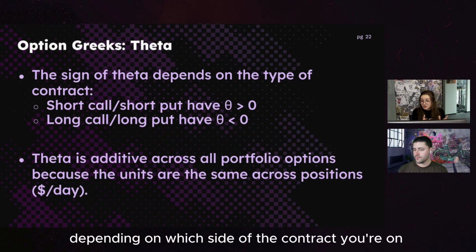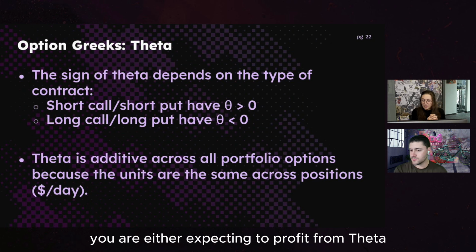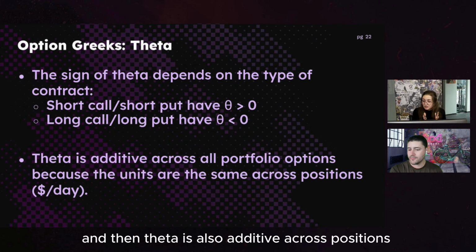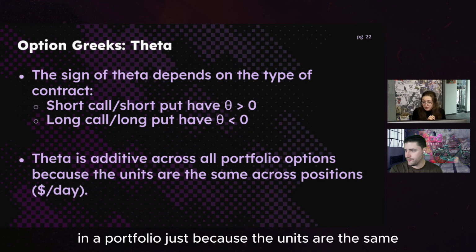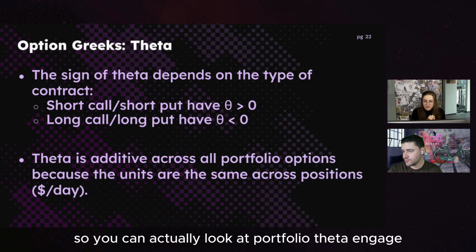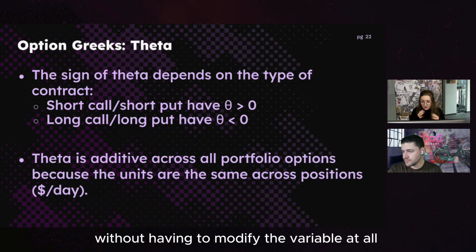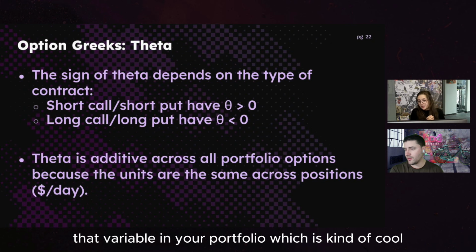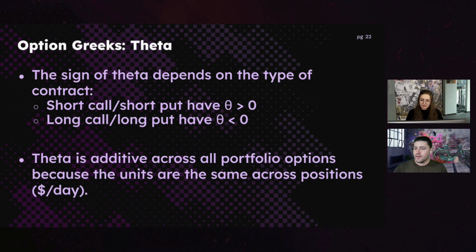And again, depending on which side of the contract you're on, you are either expecting to profit from theta or lose money from theta. Right. And theta is also additive across positions in a portfolio just because the units are the same. They're all in dollars per day. So you can look at portfolio theta and gauge how much overall exposure there is without having to modify the variable at all in order to gauge that variable in your portfolio, which is kind of cool. So that's theta, the short seller's favorite.